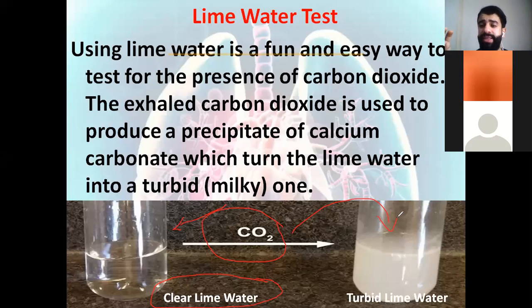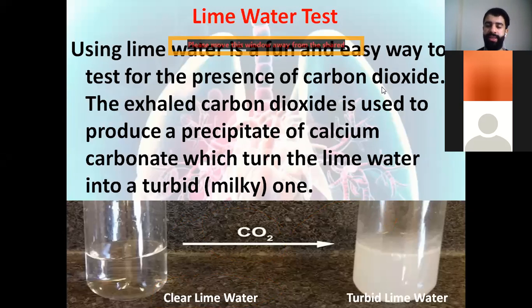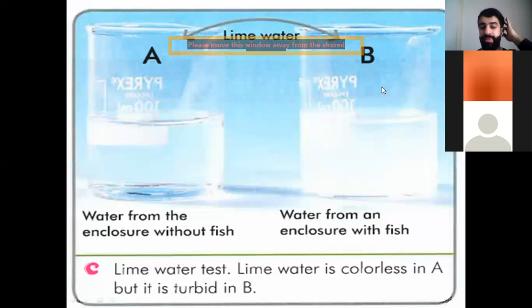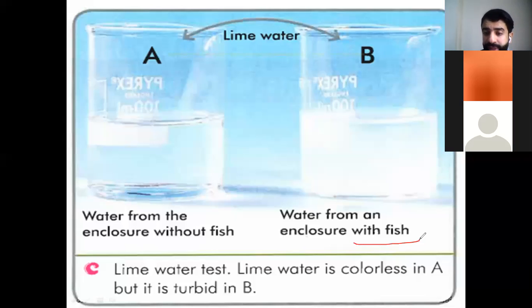So carbon dioxide can be detected by the lime water test. If we have carbon dioxide, lime water will become turbid, milky, cloudy. So this is the lime water test that is done to identify the presence of carbon dioxide. Here in this experiment, what did we do? We took the water from both the experiment with the goldfish and the one without the goldfish.